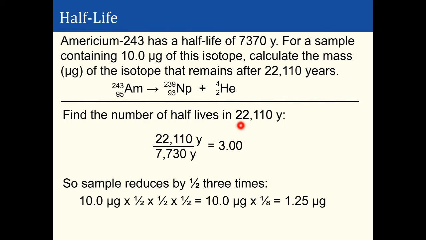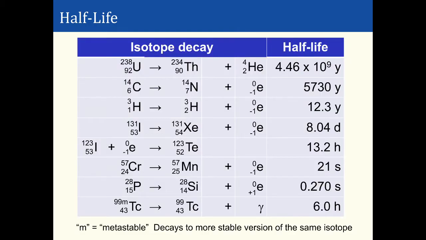So divide the 22,110 by 7,370. That's approximately 3, so it's reduced 3 times. So you have 10 micrograms, times 1/2, so divide by 2, divide by 2, divide by 2. So you get 1.25 micrograms. That's approximately the amount of americium-243 that you have.